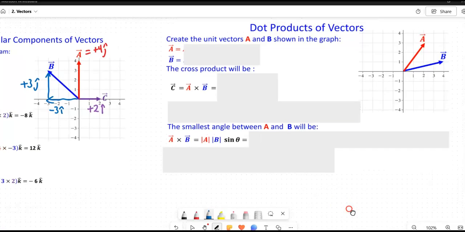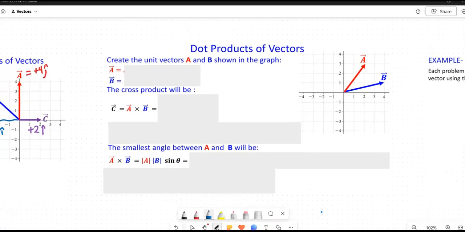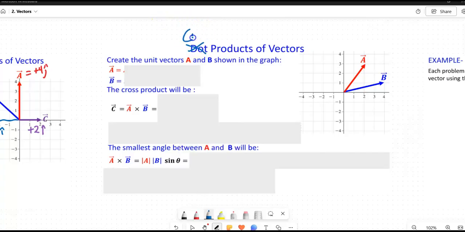Okay, let's do a little bit of practice here. Let's try the same problem that we did before, but now we're going to have to do a cross product of our stuff. And this should say cross product at the top. Cross. I'll fix that in the PowerPoints later.